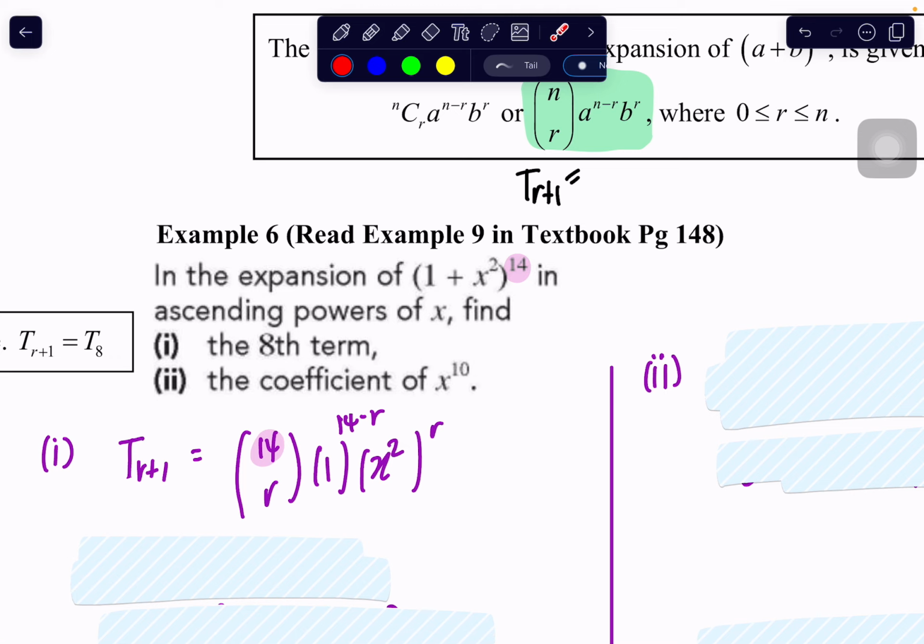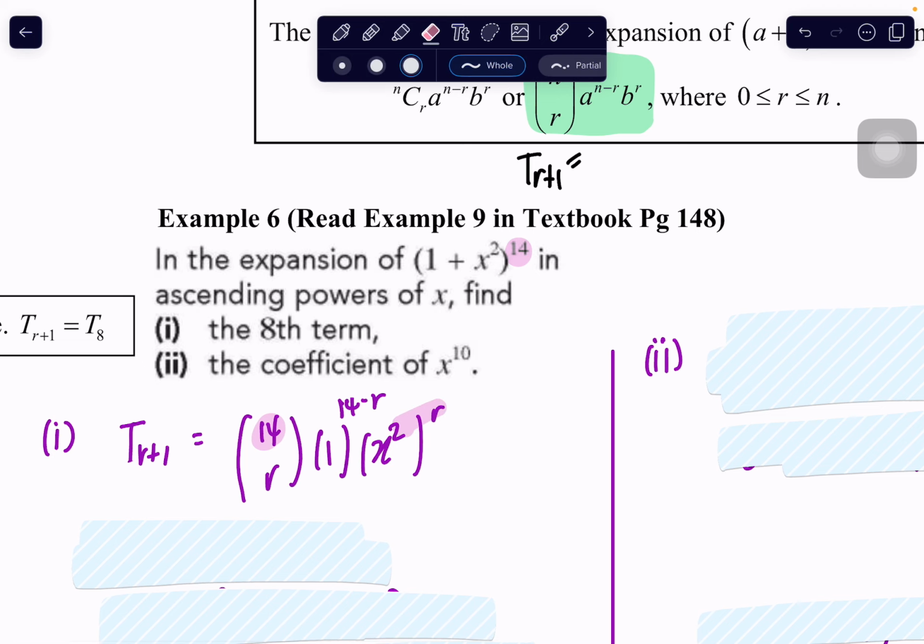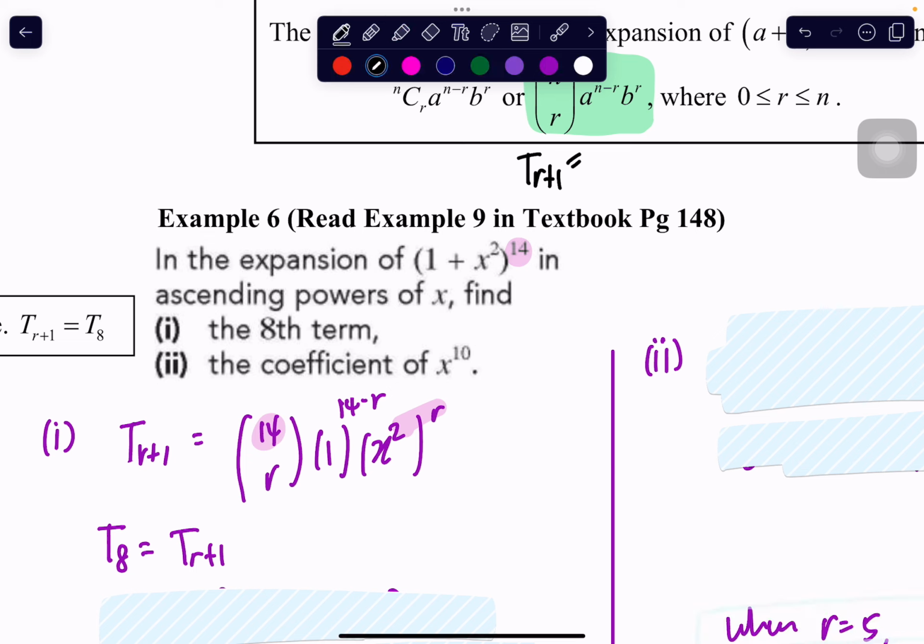In this case, simplifying this second term using the law of indices, I will expand 2x to the power of r, giving me this here. Let me just write it out: 14 choose r, times 2 to the power of r, times x to the power of 2r. Notice that I have not written or simplified 1 to the power of 14 minus r, simply because 1 raised to any power is just 1, so I can just ignore it.